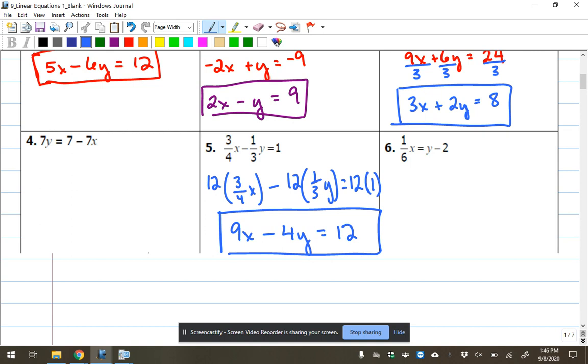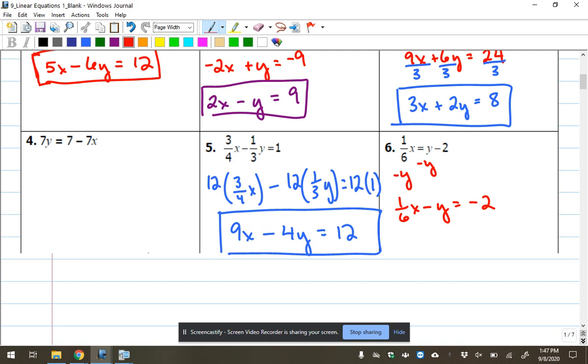Okay? So look at number 6. It's got a fraction in it as well. See if we can get it in the right direction. What do we do? Yeah, you can do that. It's absolutely legal. 1/6x minus y is equal to -2. Don't forget that negative sign on the 2. That's the most common mistake there, is to drop that negative sign on that 2.